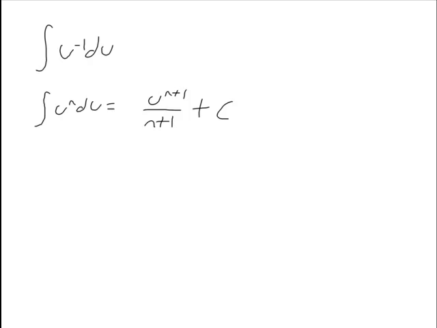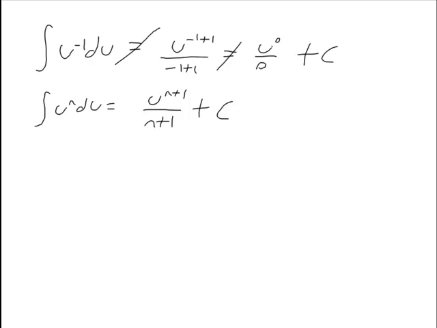But that doesn't work here, because if we tried to do that, that would become u to the negative 1 plus 1 over negative 1 plus 1, which is u to the 0 over 0. And we can't have that. The power rule doesn't work there. So our rule doesn't apply if n is negative 1. So what can we do to integrate that?